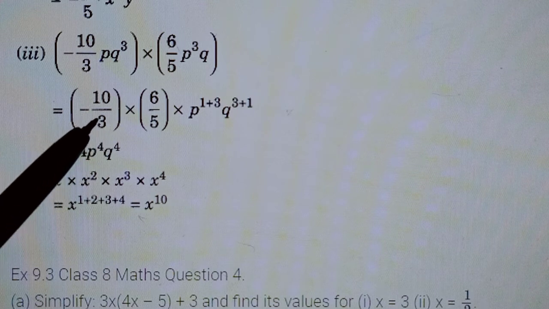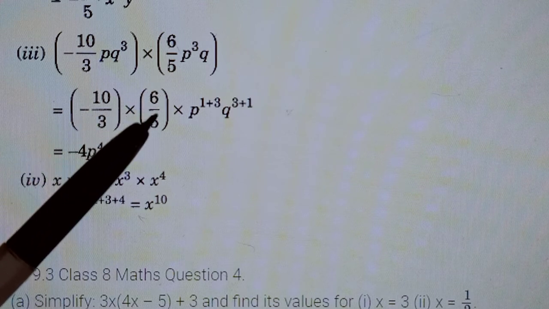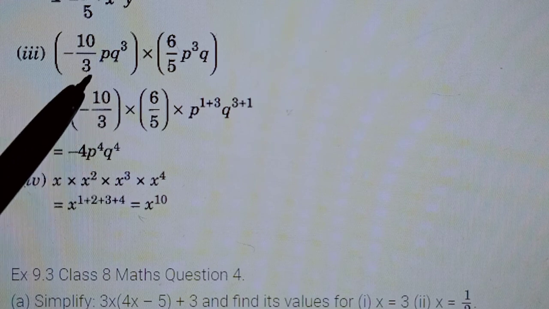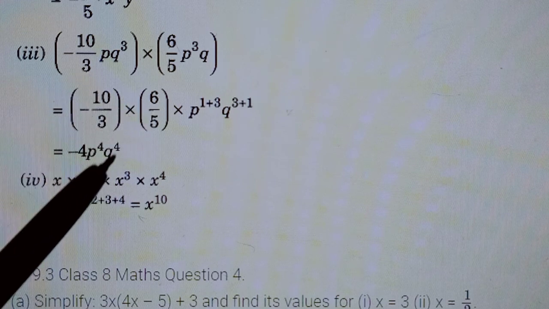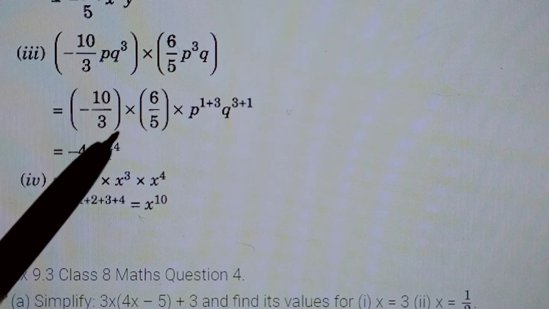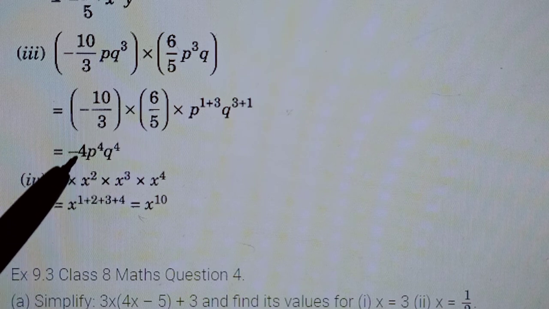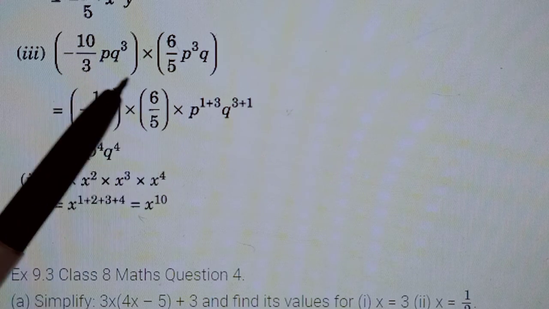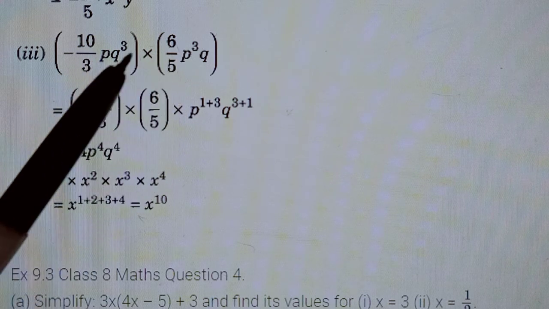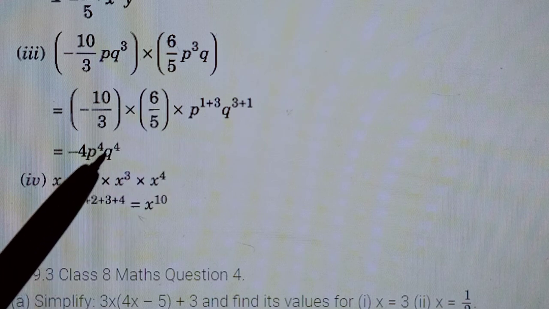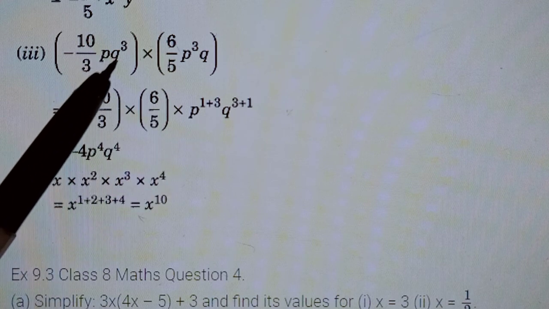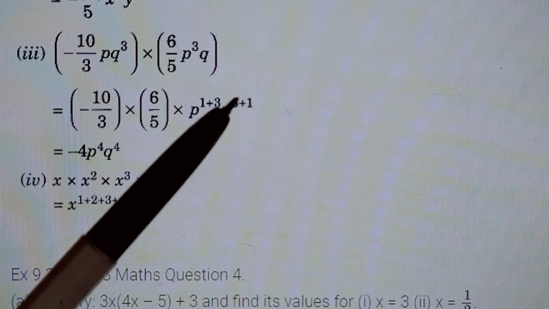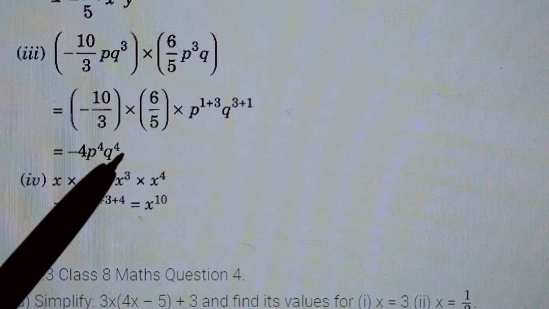Much easier. Okay, so 3 1s are 3, 3 2s are 6, right? 5 1s are 5, 5 2s are 10. So 2 into 2, 4 is remaining in the numerator, and the denominator is becoming 1 each. So the coefficient is coming only as 4. And then you see you had a p here and a p cube here. So total 3 plus 1, we have p to the power of 4. Then you had q to the power of 3 and plus 1 from here. So that also becomes q to the power of 4.